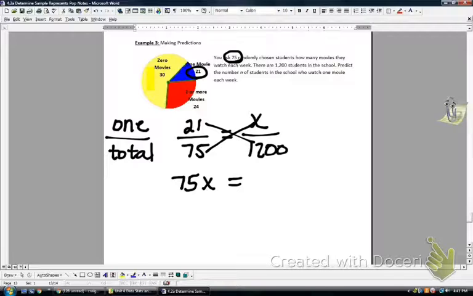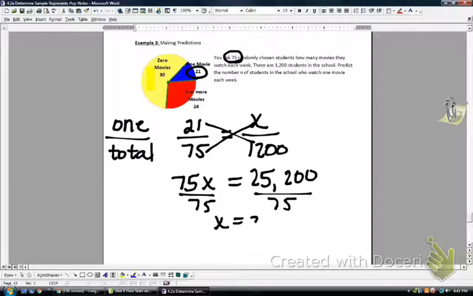I'm going to do 21 times 1,200 on my calculator. When I do that, I get 25,200. Divide both sides by 75. And when I do the math, then I get 336 students. So I can estimate that about 336 students watch one movie a week.